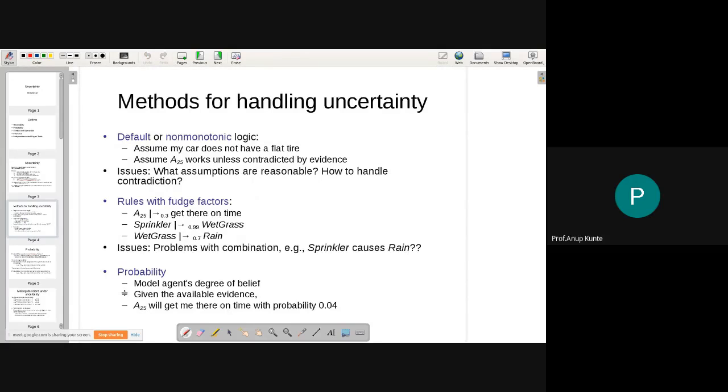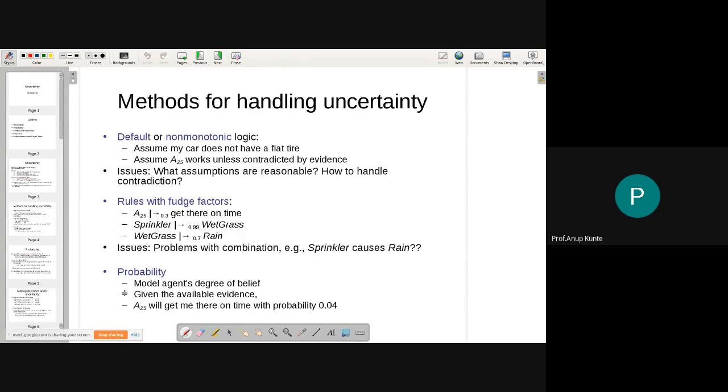So there could be various sources of uncertainty, हमने देख लिया. Now we are trying to understand what could be the different mechanisms using which I can handle the uncertainty. So what they are saying is you can have a non-monotonic logic, that is, assume my car does not have a flat tire, assume 825 works unless contradicted by evidence. Okay, so we can actually go about and using the same logical method.